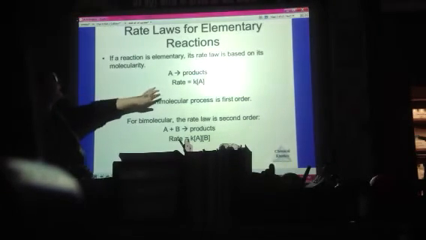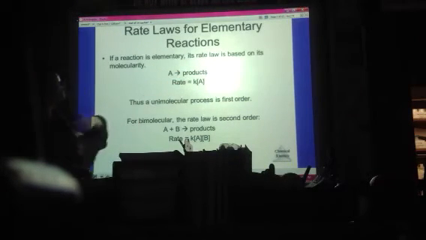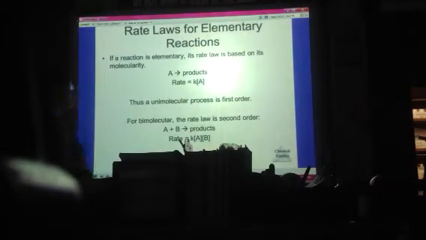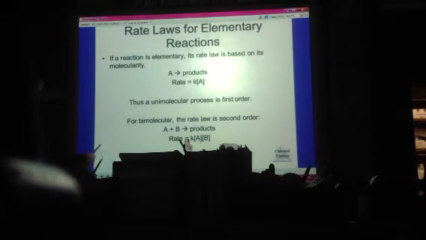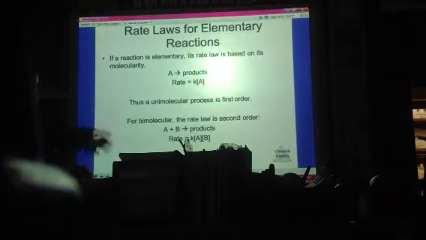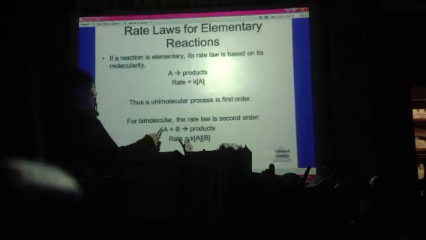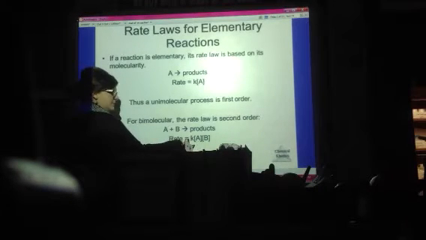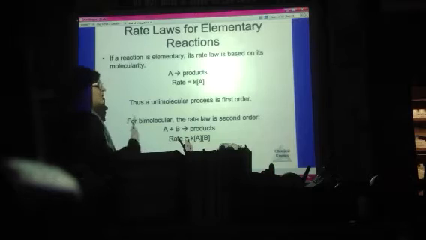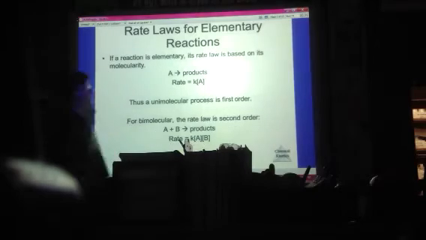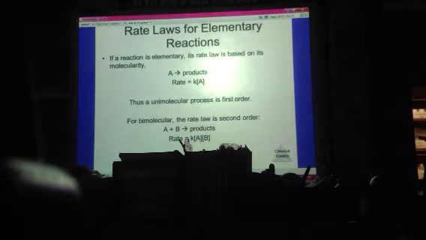Okay, so in this case I have A yielding products, so that means my rate law is going to be rate equals k times the concentration of A. We call this a unimolecular process because it's first order. For bimolecular, if I have two different reactants, A plus B, then I know that the rate is dependent on the concentration of A and B. So I would call this a bimolecular reaction because it's dependent on the two of these, it's second order.